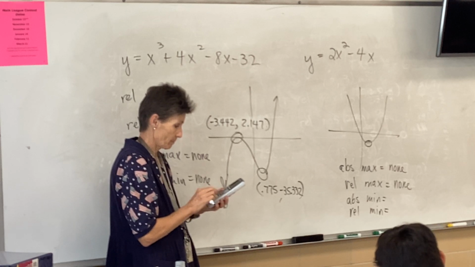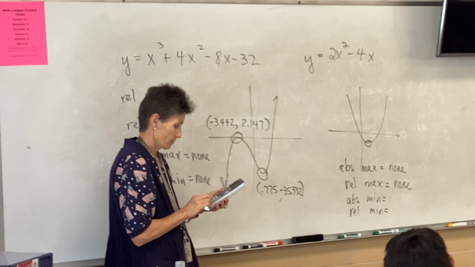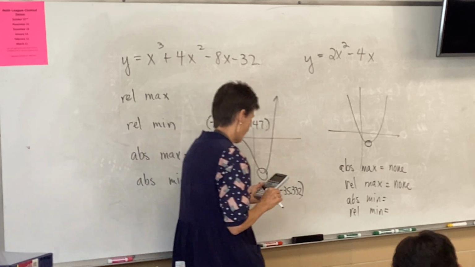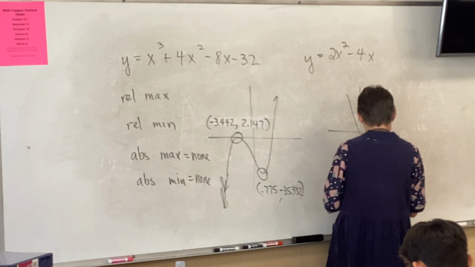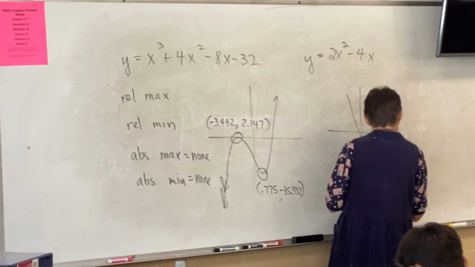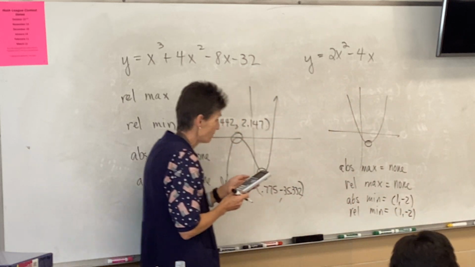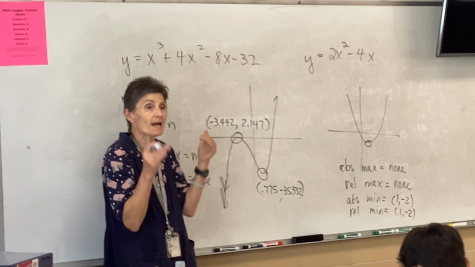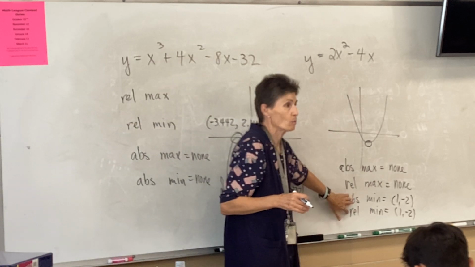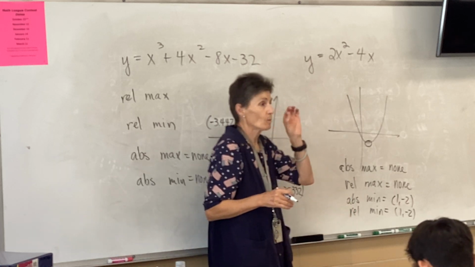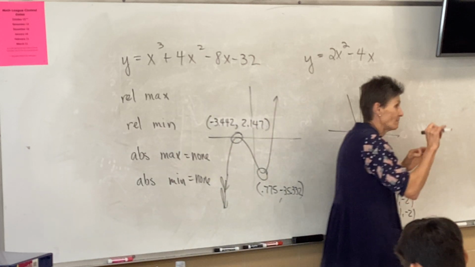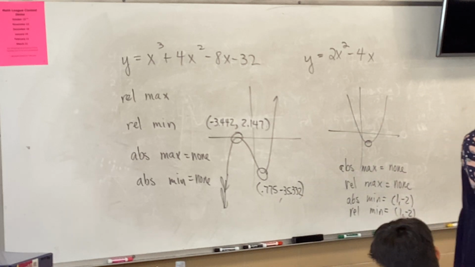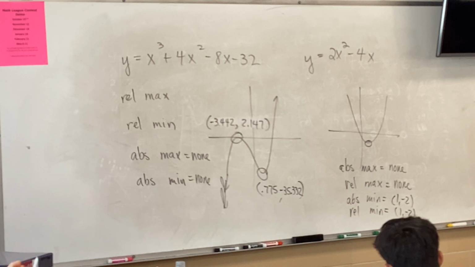So one. Can we just put that as one? One, we round it. Yes, that's one. So 1, negative 2 is your absolute minimum point and your relative minimum point. Does everybody get that this is both? Yeah. Relative min means the bottom of a valley. Absolute min means the lowest point on the whole graph. Okay, in this case, they happen to be the same.